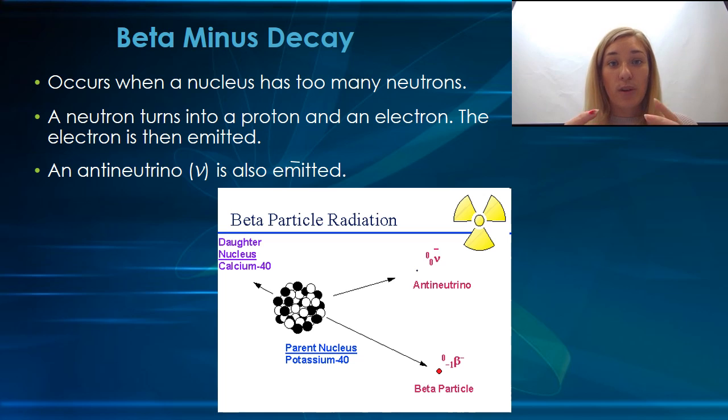Now that electron doesn't belong in the nucleus, so that gets ejected or emitted from the nucleus. And because of the law of conservation of momentum, there's also another particle that has to be emitted, and that's called an anti-neutrino. We'll go through what that is in a second, but it gets ejected also from the nucleus. So the easy way to remember is beta minus is an electron because it's a negative charge, and also an anti-neutrino is given a little symbol of a V with a minus or a dash over the top. So it kind of looks like a minus as well. So those three go together: beta minus, an electron, and an anti-neutrino.